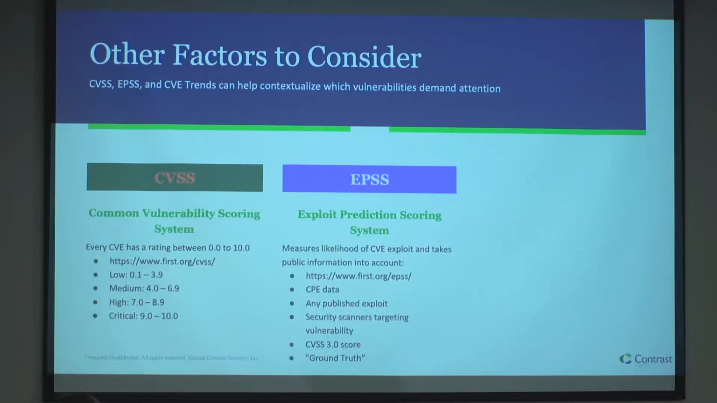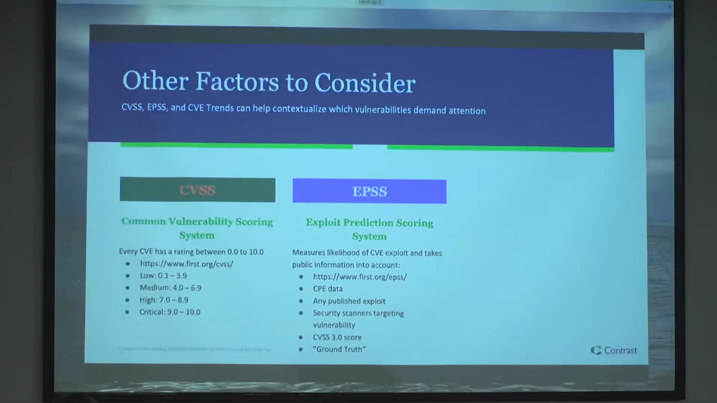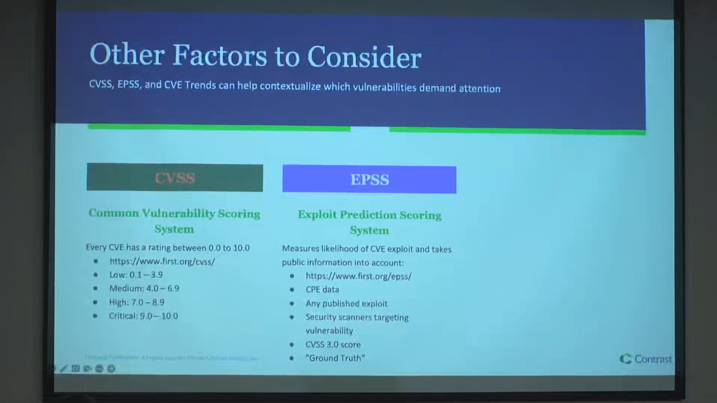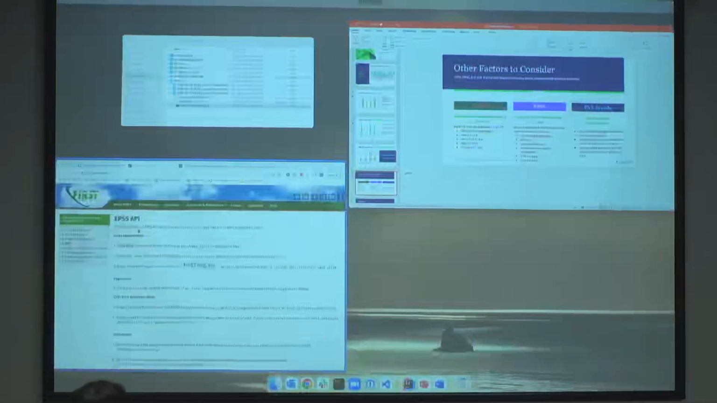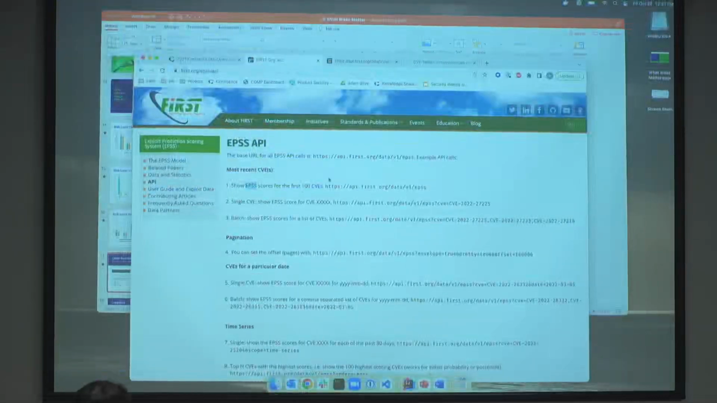They actually have an API, really nice. You can look at the top 100 CVEs with the highest probability scores that they are going to be exploited. Whoops. I'm new to this technology stuff. Okay, how's that? Yes. Yeah, we'll be friends.